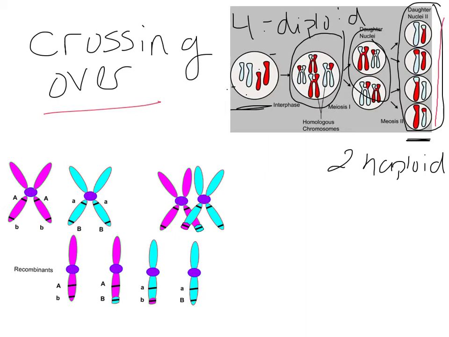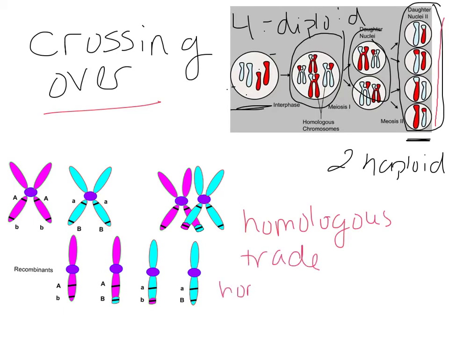That's why, if you have siblings, especially of the same gender, you don't look exactly the same, because all the sperm cells and egg cells that are made are not exactly the same. Crossing over happens during meiosis, and essentially the homologous chromosomes trade parts. Homologous chromosomes code for the same thing, so they trade homologous parts or areas.